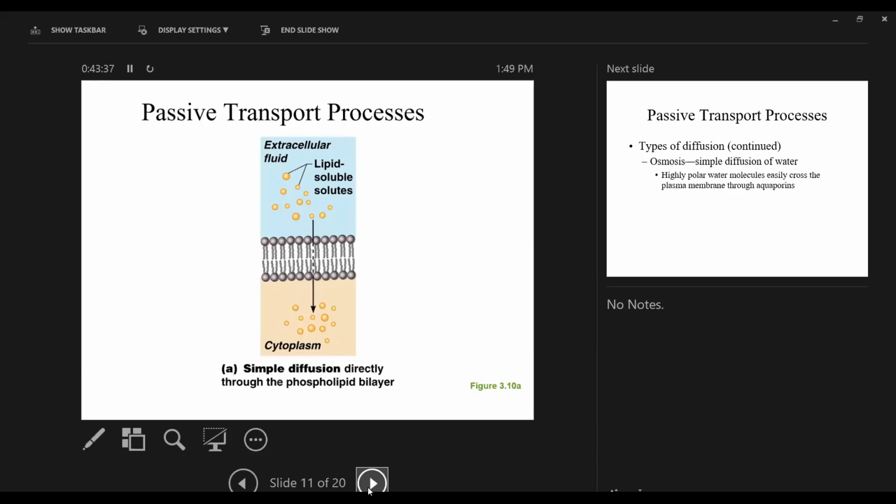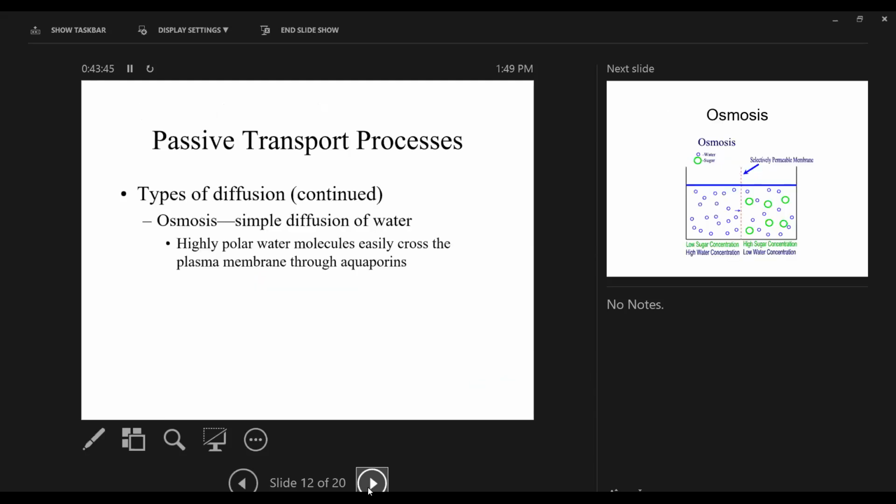Now there is a specialized type of diffusion that involves the movement of water across the membrane. It's called osmosis. You may have heard of this in the past. The easiest definition for osmosis is the movement of water across a membrane, and it has to be across the membrane, from high water to low water. Water will move from the high water concentration to the low water concentration.